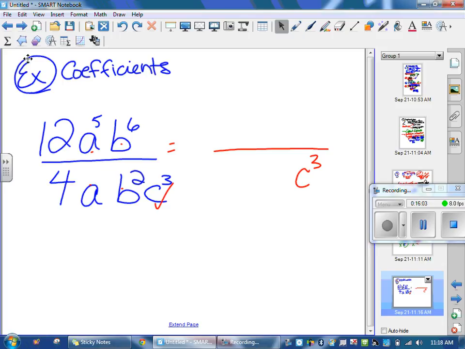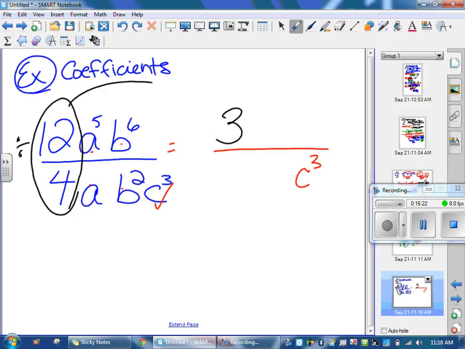Now I'm going to take my coefficients. The coefficients, you actually divide them. If they divide evenly, it's beautiful. If they don't, you math bracket. So 12 divides by 4 evenly to give you a 3. So the 3 will go on top. Now I've dealt with this. Okay, that became this. I've dealt with it.